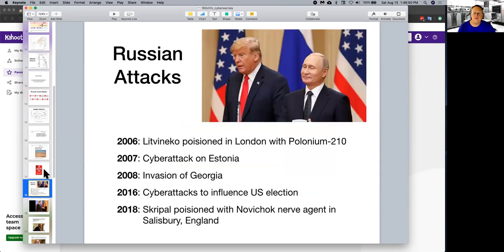So the Russians are very bold. One of the amazing things about the Russians is that they do things and they make sure to put their fingerprint on it. So they poison people, and when they poison somebody, they don't just poison them. They carefully use a poison that nobody else has, that nobody else would ever use. So it's got a fingerprint on it.